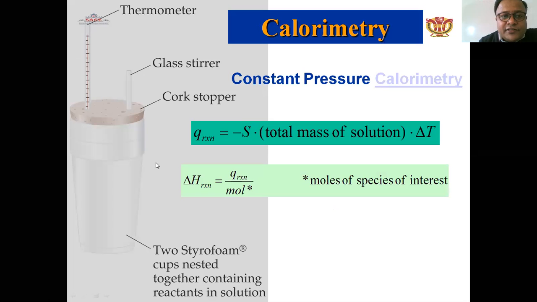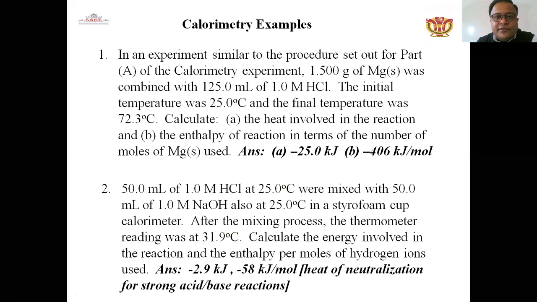The thermometer represents measuring the temperature, and the glass stirrer is used; after stirring, the temperature will change. The cork stopper maintains the temperature inside so the outside temperature remains constant. And two styrofoam cups nested together contain the reactions in the solutions. This is presented in the calorimetry slides.